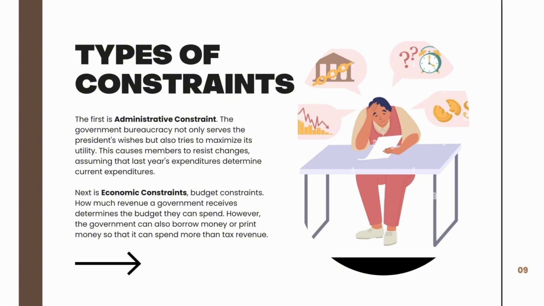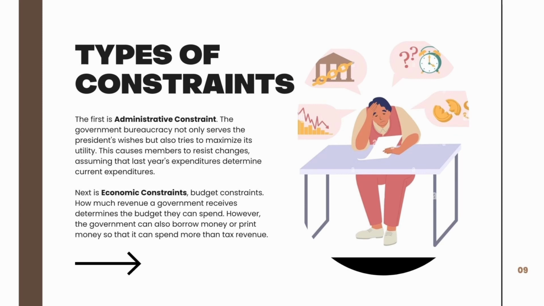The first is administrative constraint. The government bureaucracy not only serves the president's wish but also tries to maximize its utility. This causes members to resist change, especially financial ones, because it might affect them. Therefore, the constraint may be modeled by assuming that last year's expenditure determines current expenditure.